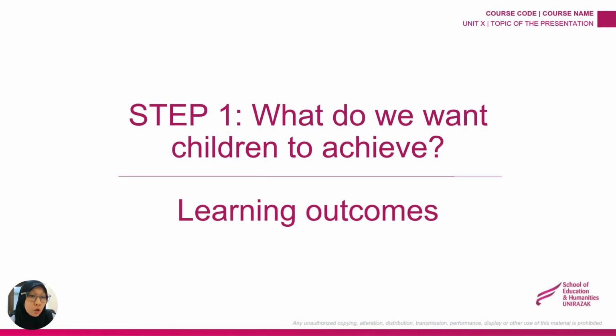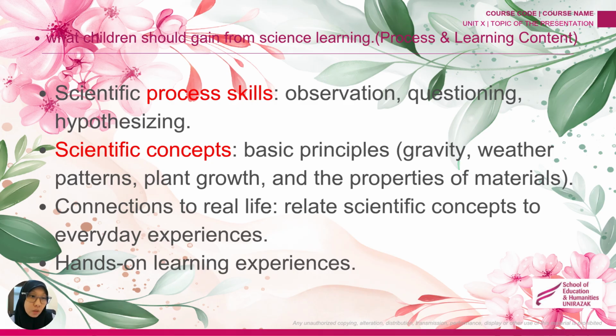So in order for us to design a science experiment, the first step is we need to acknowledge what we want the children to achieve, which is the learning outcome. So let us explore what children should gain from the science learning by looking at the process and learning content. In early childhood science, there are 4 main things that we need to give attention to.